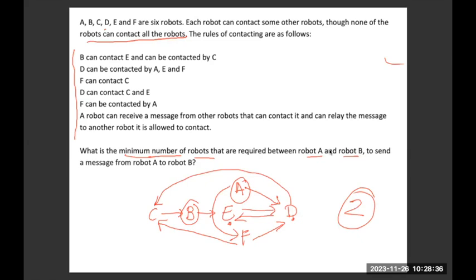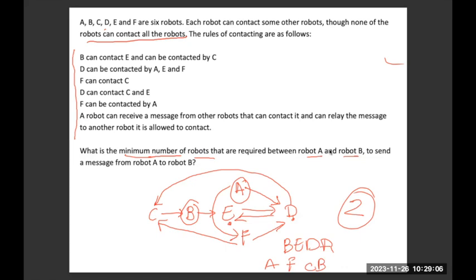Any doubts, any questions? So in this case, I can follow a method of B, E, D, A. I can also follow a method of A, F, C, B. Yeah, these two are the methods which I can follow.